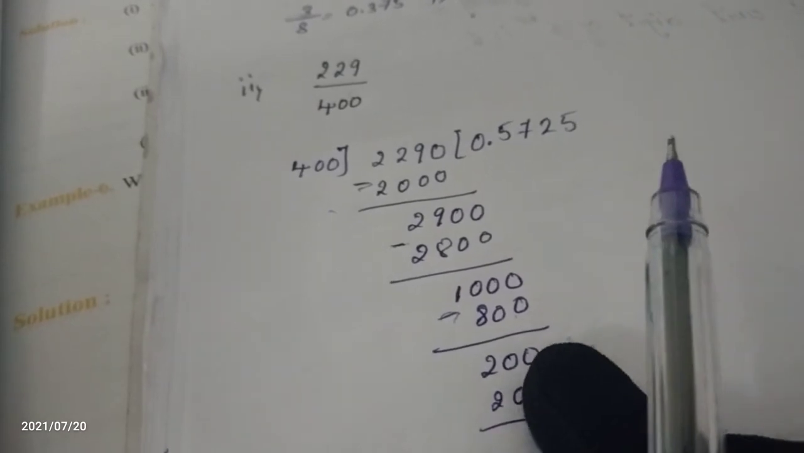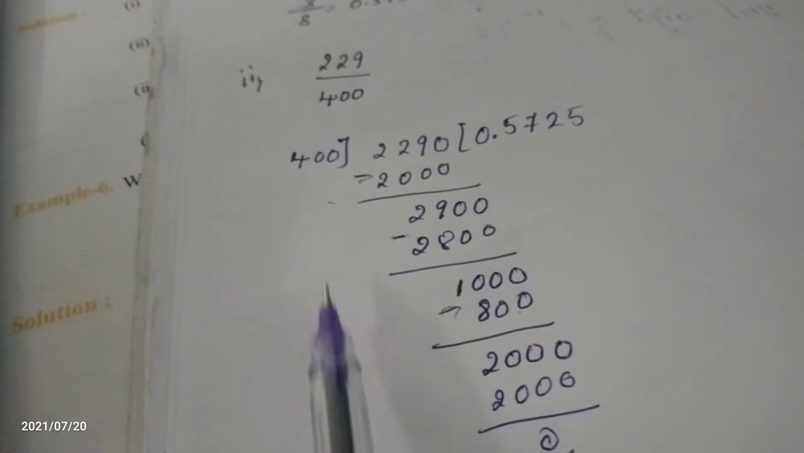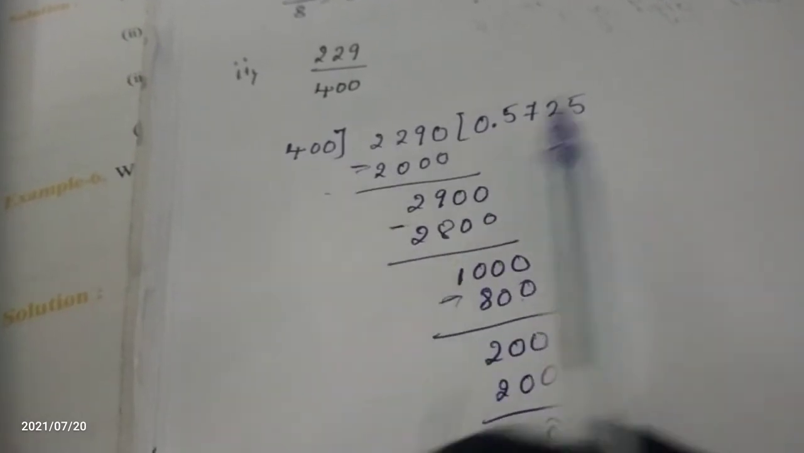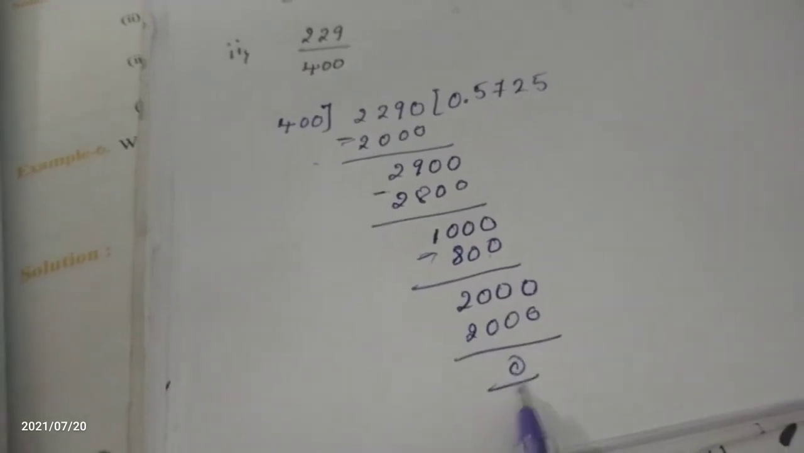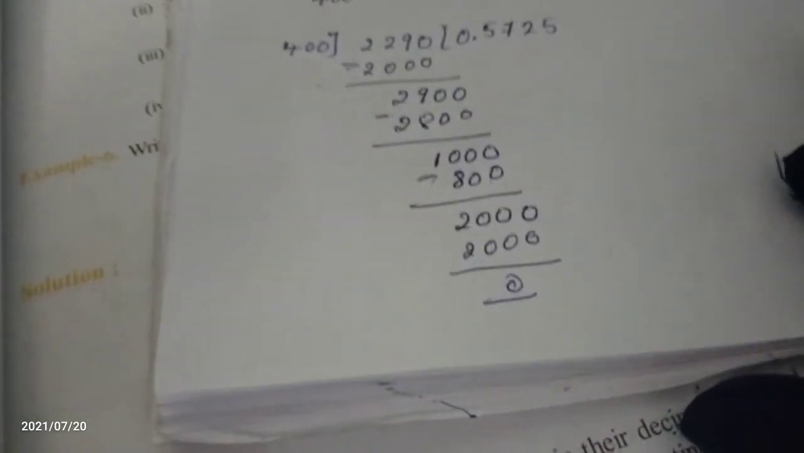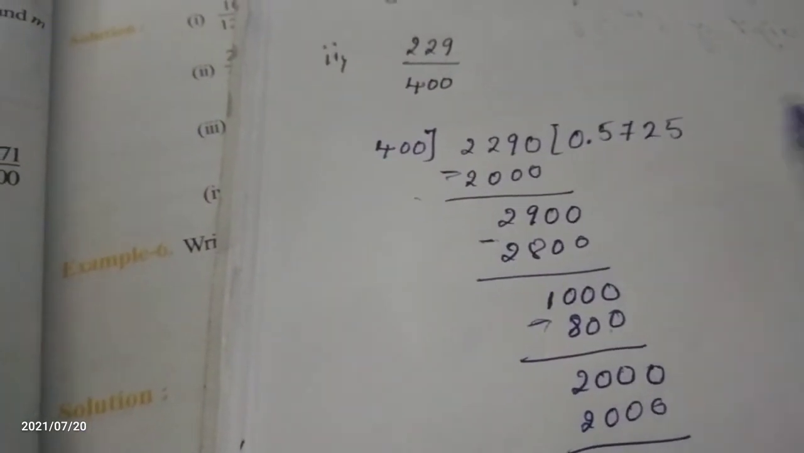We are taking one more 0, so 200 becomes 2000. 2000 comes in the 4 table: 400 5s are 2000. 2000 minus 2000 means we get the 0. What is the decimal form of 229 by 400? This number is 0.5725.